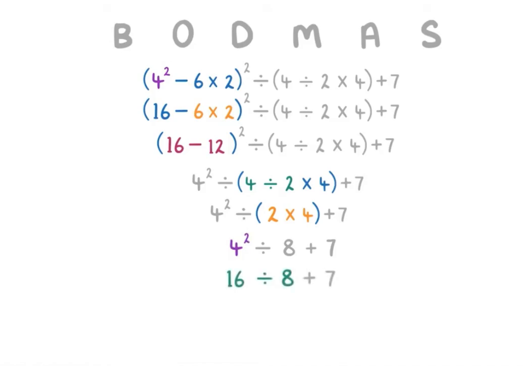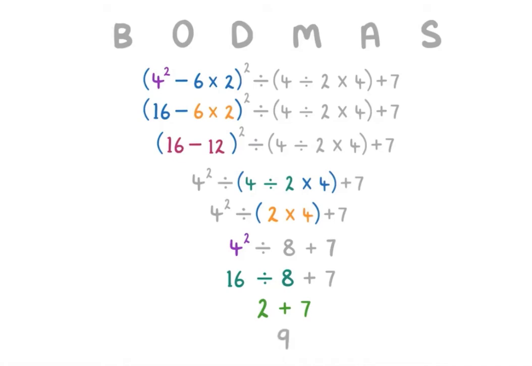Next, we do the division. So 16 divided by 8, which is 2. And finally, the addition. So 2 plus 7, which gives us 9 as our final answer.